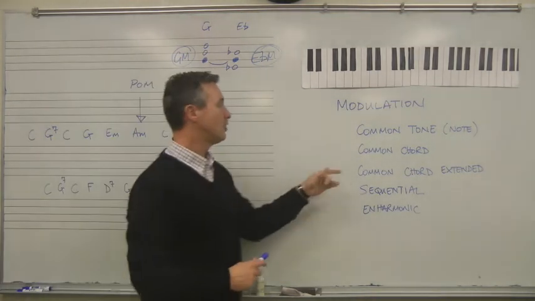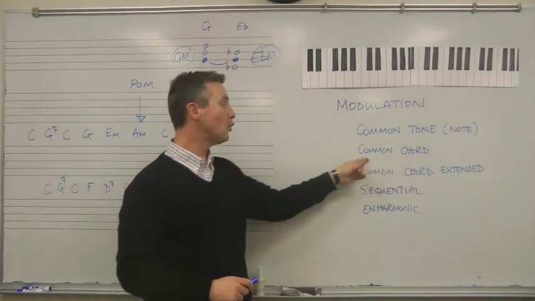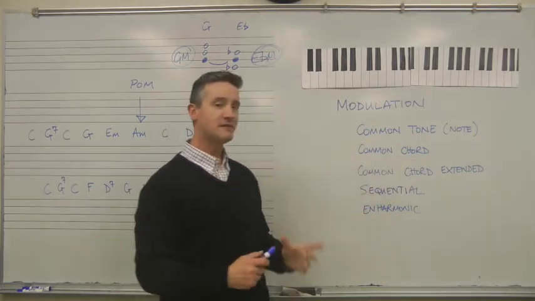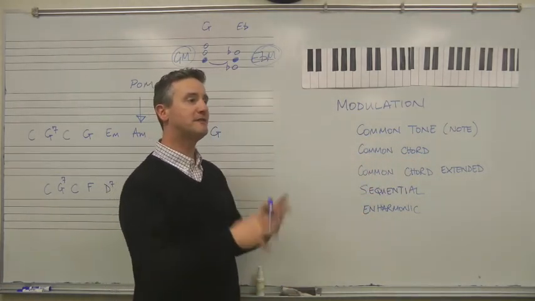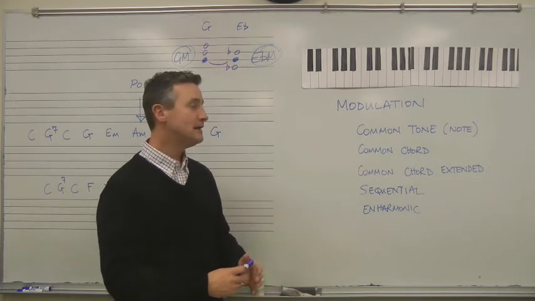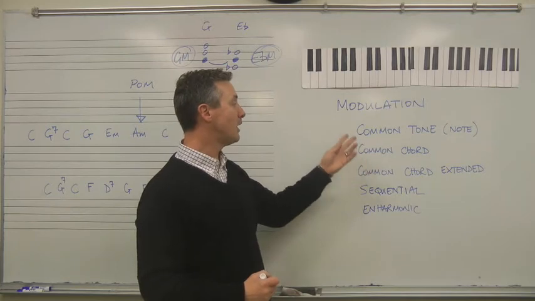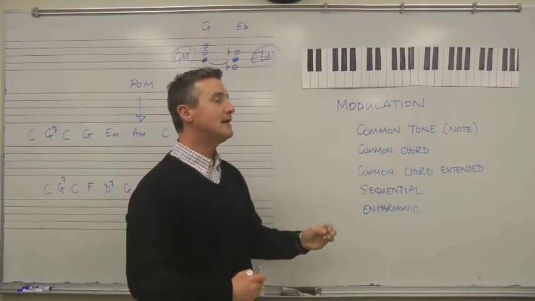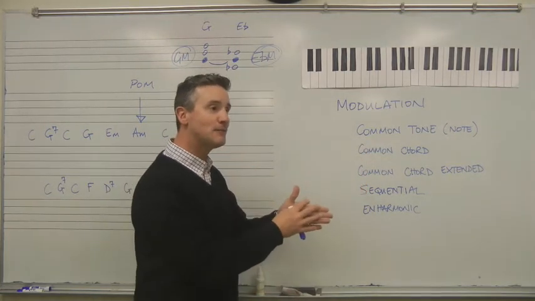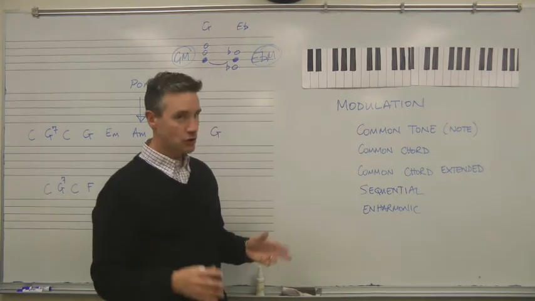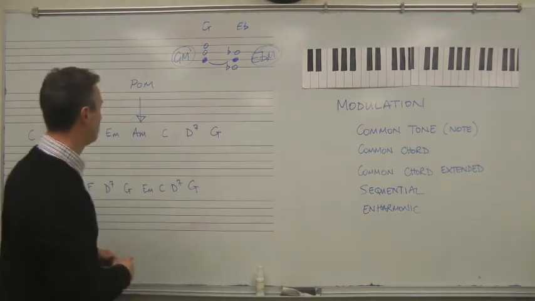Another way that you can modulate would be to have a common chord, a whole chord in common. Now for this to happen, the chord has to physically exist in both keys. That means you have to be able to identify one chord in one key and that same chord in another key. I'll show you what I mean. It's almost easier to show you an illustration.